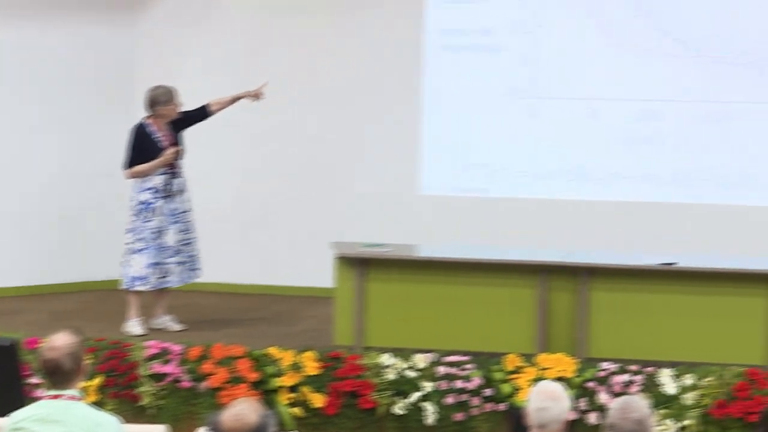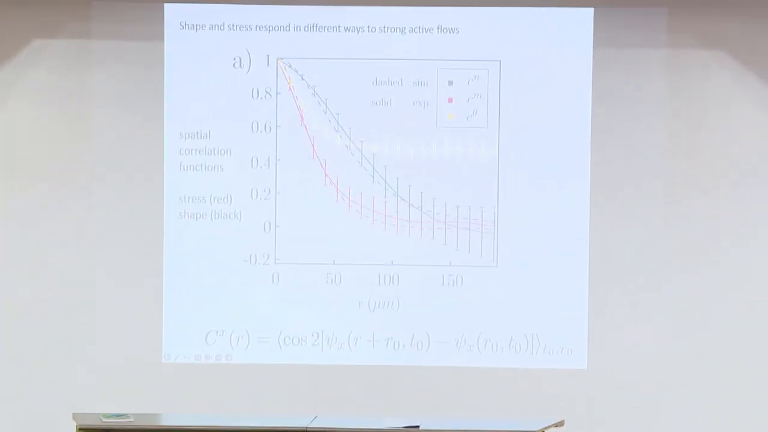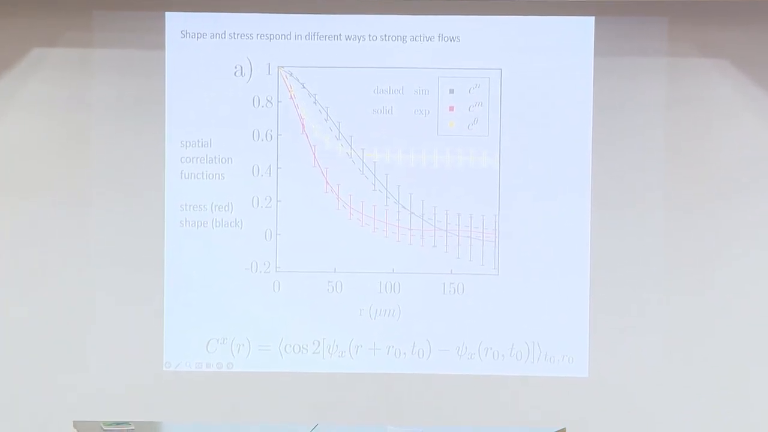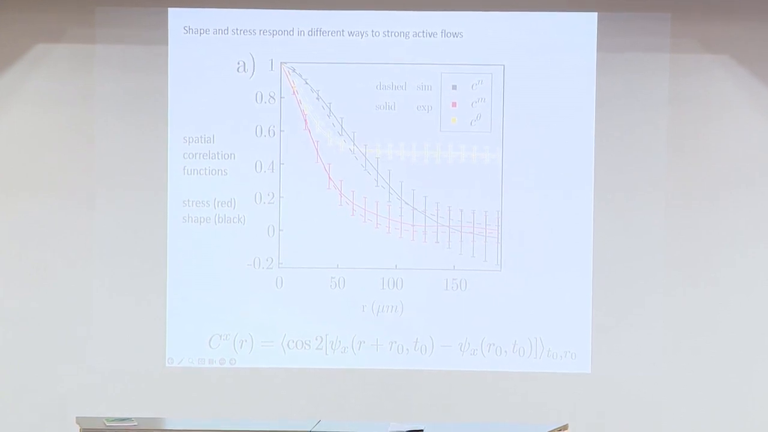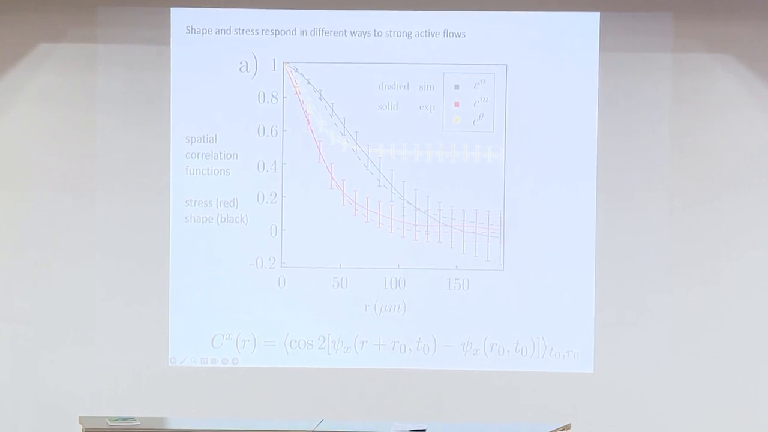Because if you look at that picture there, these are the correlation functions. The shape correlation function is in black. The stress correlation function is in red. This is actually, sorry, the space ones I've got up here. We also have the time ones, and we can measure those the same way. Yeah. Thank you.